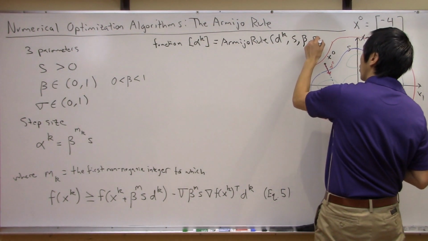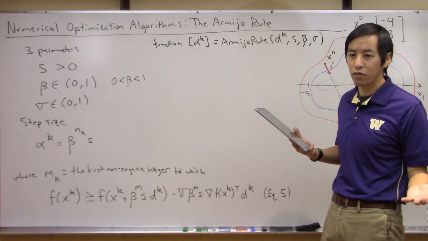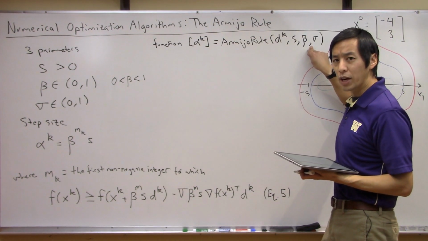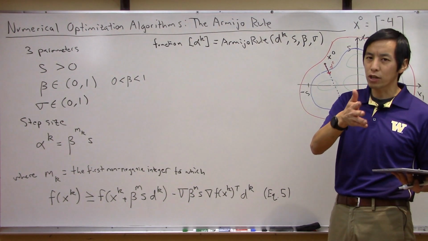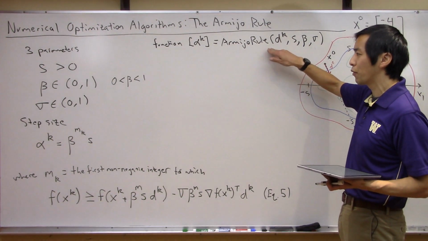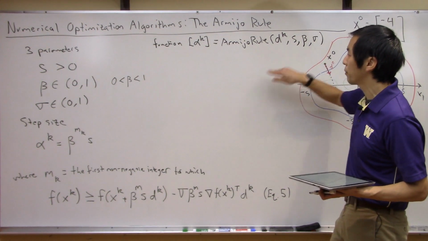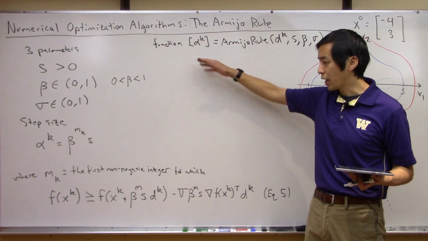I'll assume that this Armijo rule has access to the cost function and the cost function gradient. Heck, maybe you want to pass in the gradient of the cost function as a parameter. But again, we'll look at this in actual code in a second. But from a high level perspective, this is what it needs to know: the descent direction and the three parameters, and it will calculate the step size alpha k using this scheme.